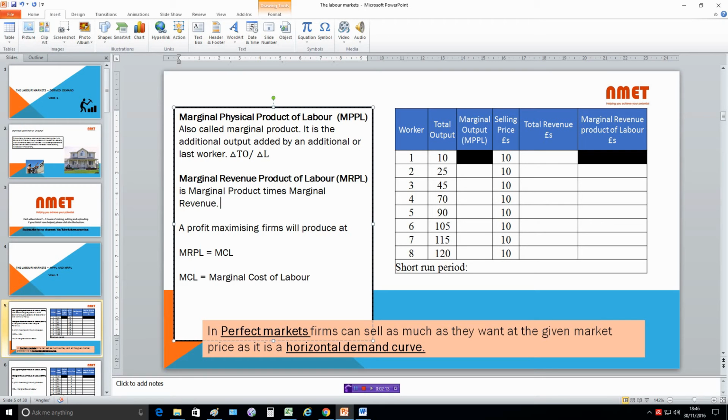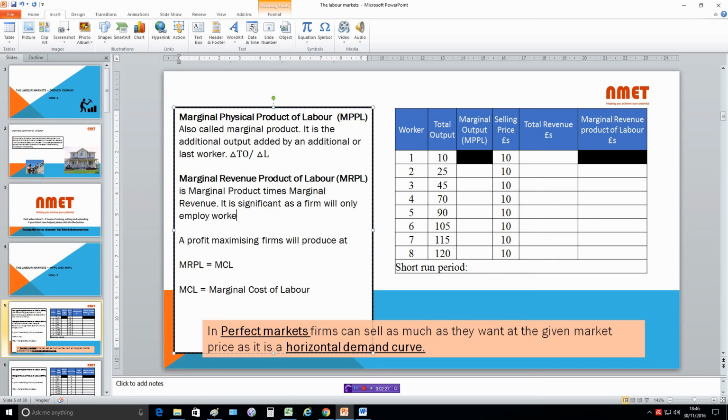The importance of MRPL: why do we want to know this? It is significant as a firm will only employ workers where MRPL equals MCL, which is your marginal cost of labor, and we will be learning that in our other video. Profit maximizing firms will produce at MRPL equal MCL, and MCL stands for marginal cost of labor. I've put on a table over here to understand how it works.